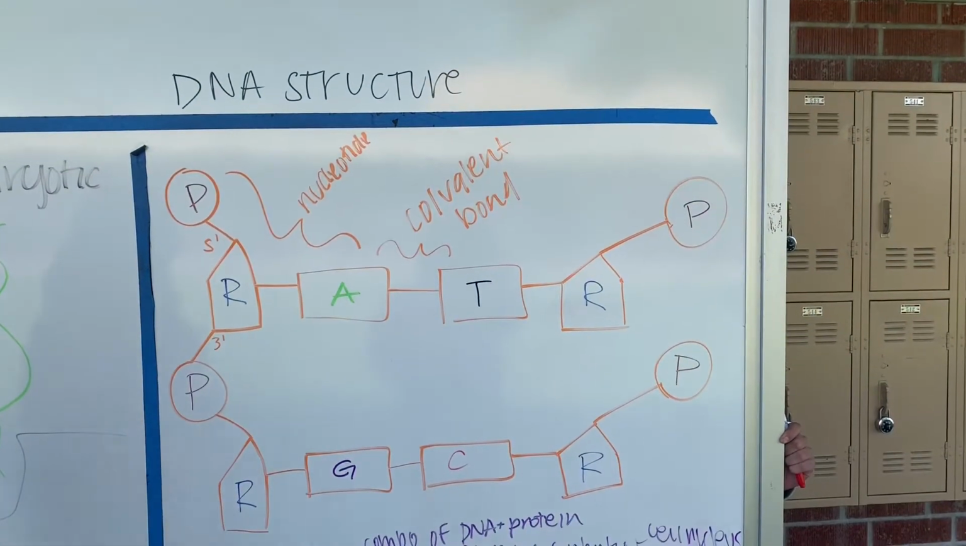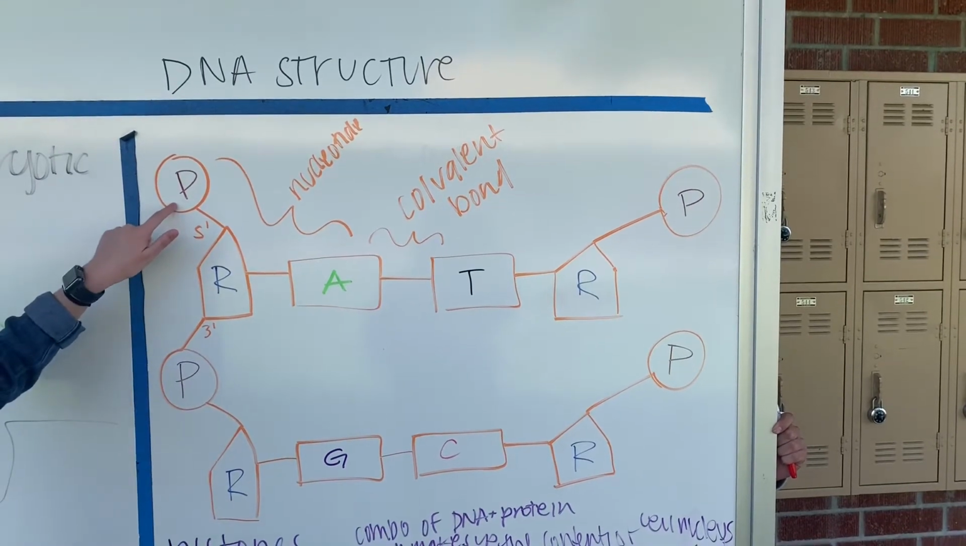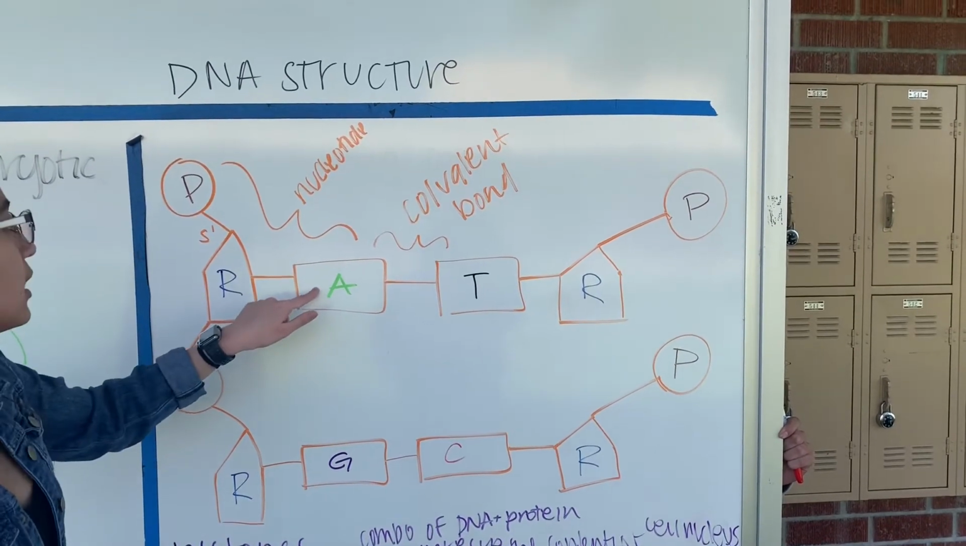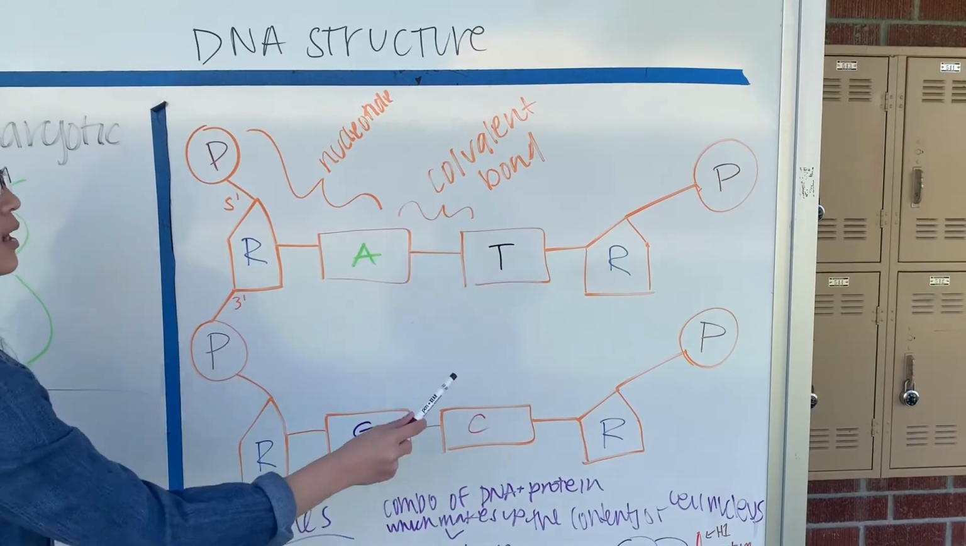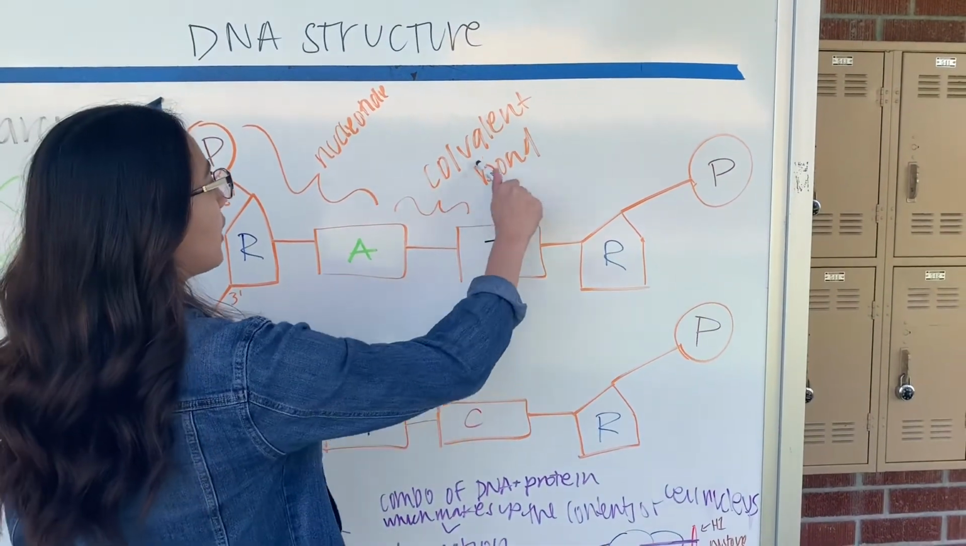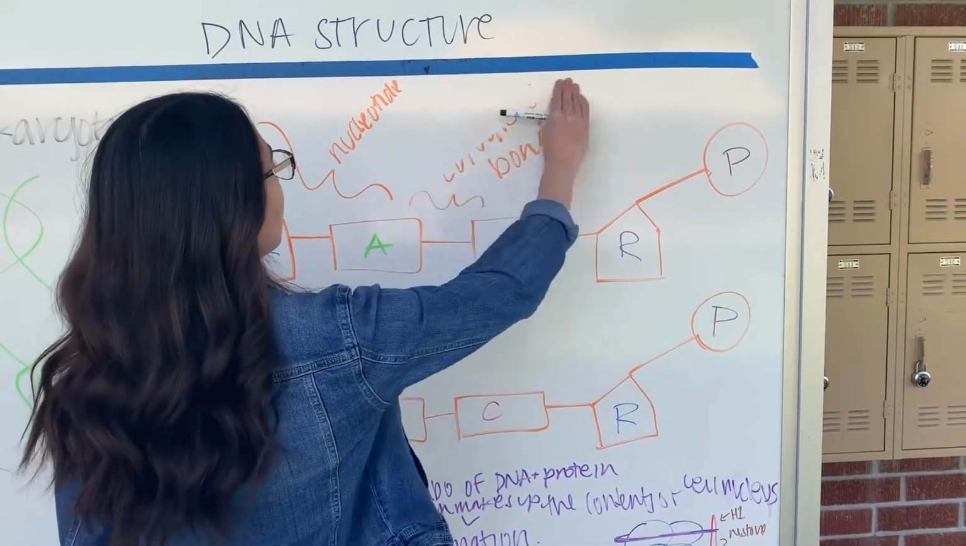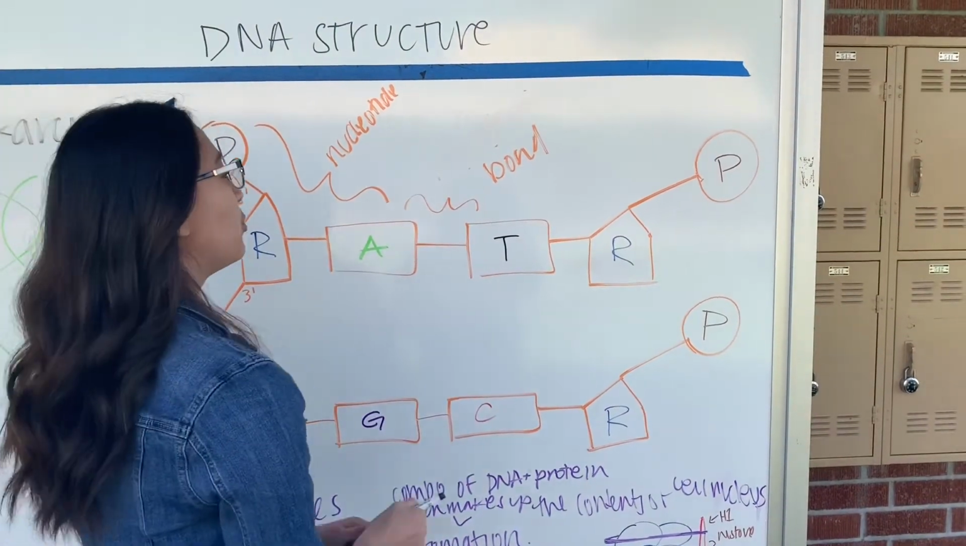Structure of DNA. This is the phosphorus, the ribose sugar, and a base, and this is called a nucleotide. The bases are held by weak hydrogen bonds.